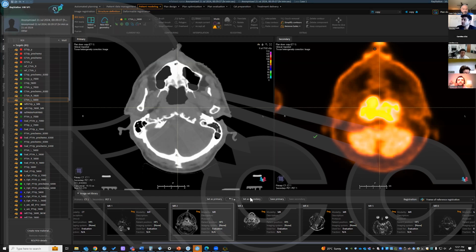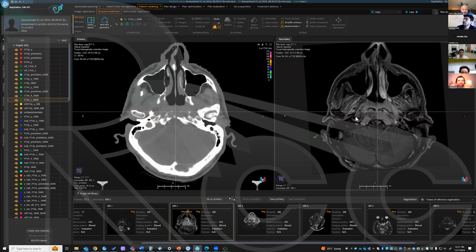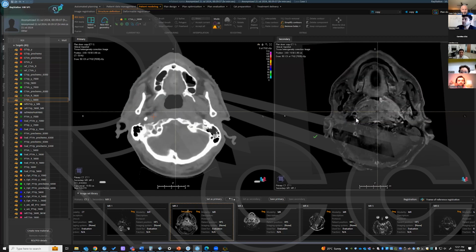So we make sure all of our fusions line up, which will help us contour, because in nasopharynx cases, MR and PET scans are very helpful in delineating our volume. Prescription, patient identification, all of that, we have done. So let's do contours first, okay?